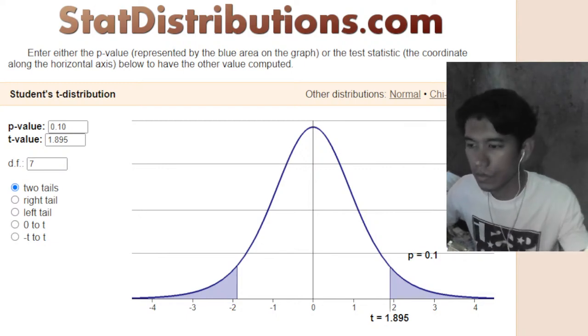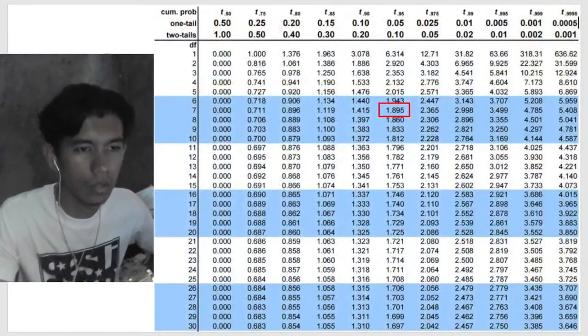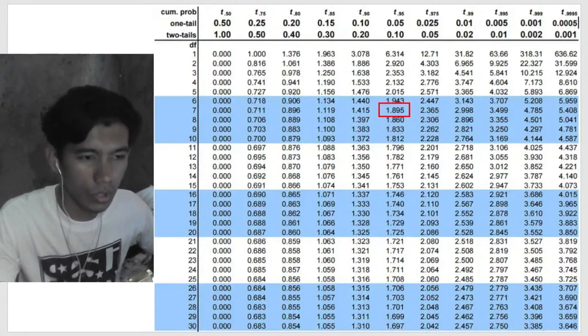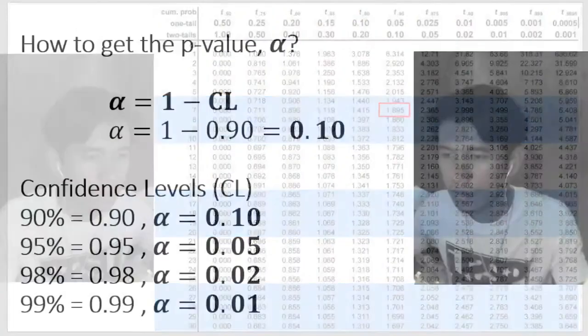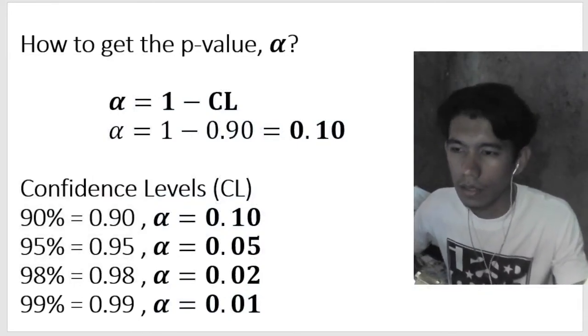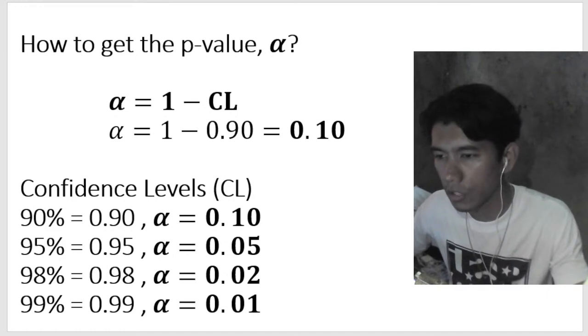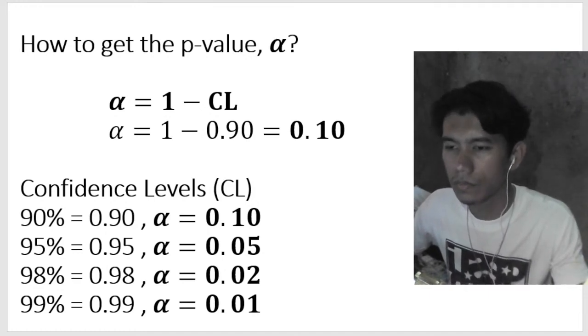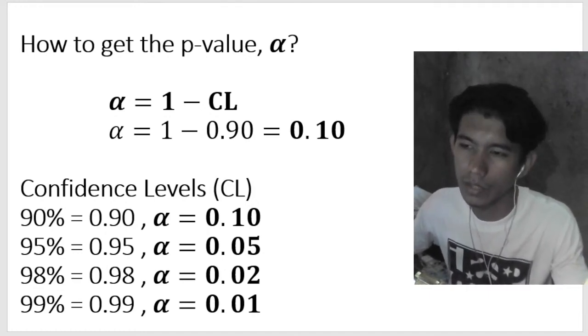As you can see, this is the table that we are using for t-distribution. This is what we call the t-table. Then we have here the computation on how we are going to get the p-value. So let's begin with this one.